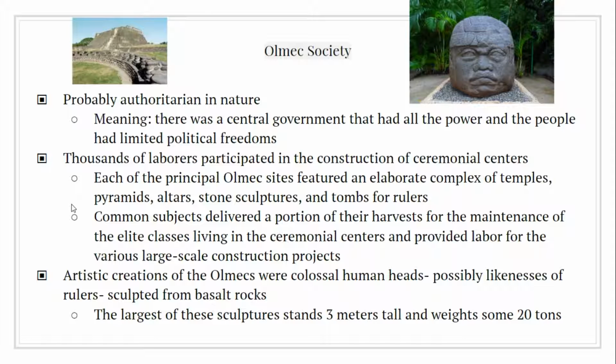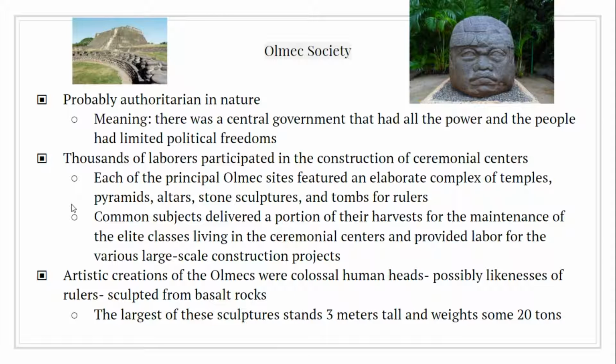Thousands of laborers participated in the construction of these ceremonial sites, and each of these sites featured very elaborate, complex temples, pyramids, altars, stone sculptures, and tombs for their rulers. And the common subjects most likely delivered a portion of their harvest to maintain the elite class living style in these ceremonial centers. And they were the ones that provided the labor for all of these large scale projects.